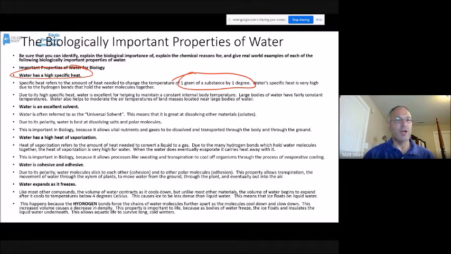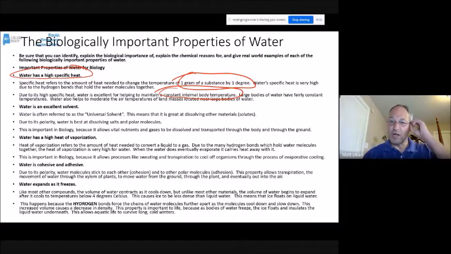So due to water's very high specific heat, it's really good at helping organisms to maintain a constant internal body temperature. Most living things are made mostly out of water. And one of the important reasons for that is that water acts as a natural coolant or a natural antifreeze. It helps us to maintain a constant temperature.